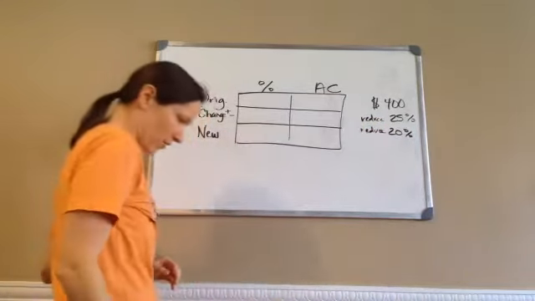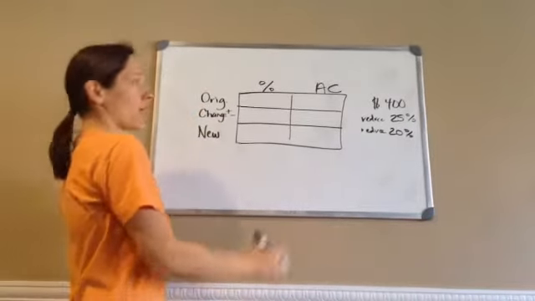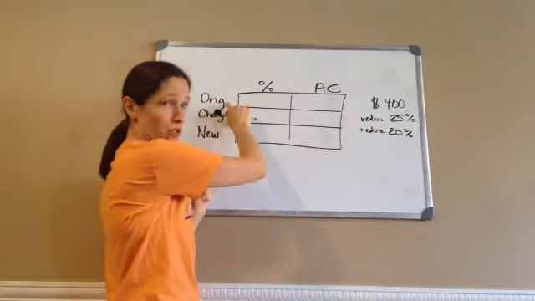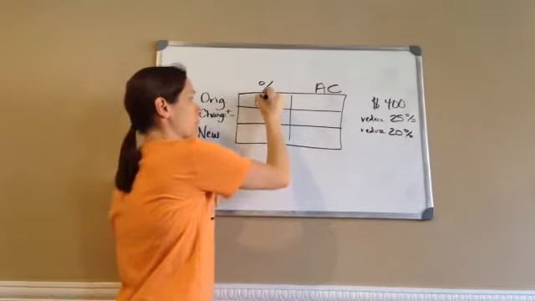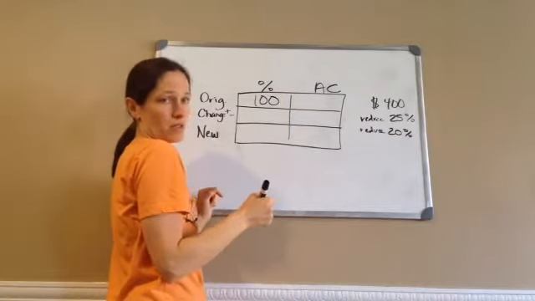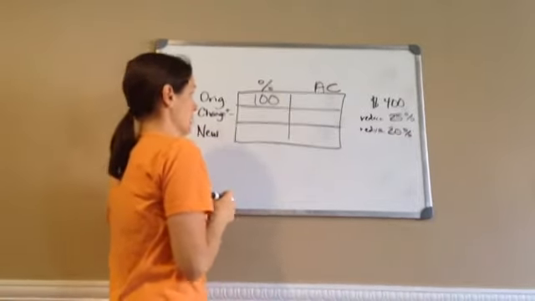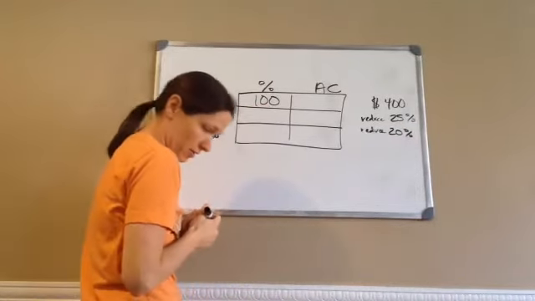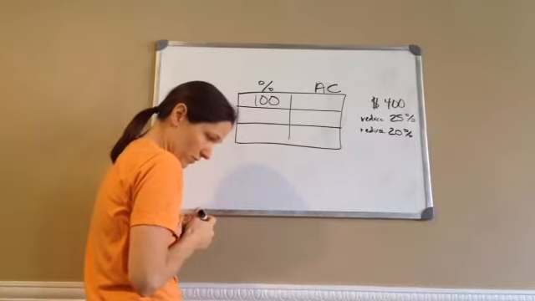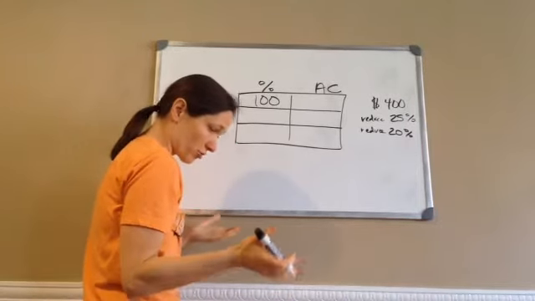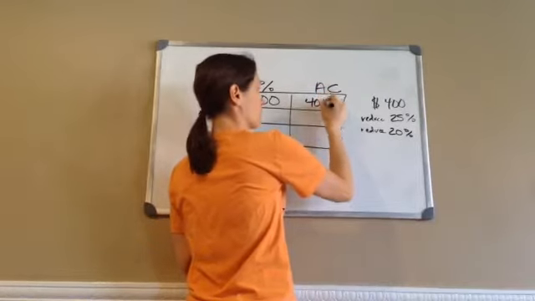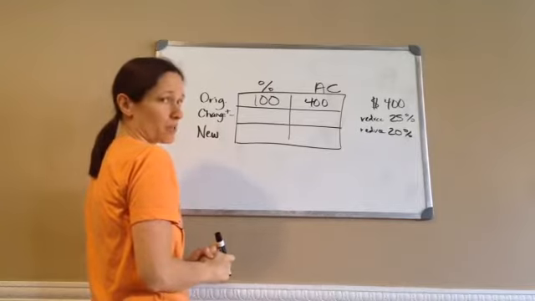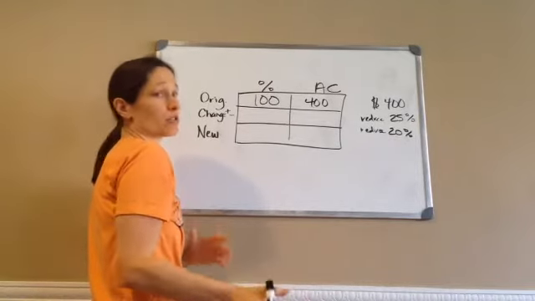Okay, so let's figure out what we're going to do here. Always, always, always, your original price or your original percent will always be 100%. That's the most important thing that you can write on these. And then the other one is going to be 400, right? The actual count original. So the original price was 400. Good job.